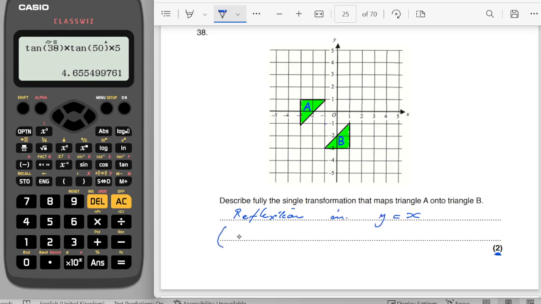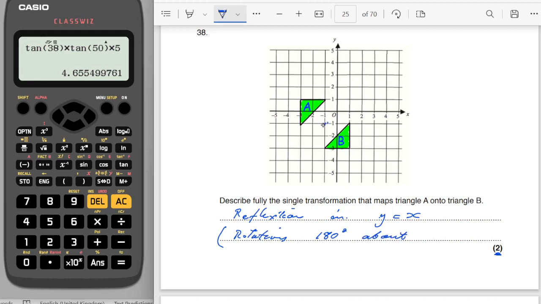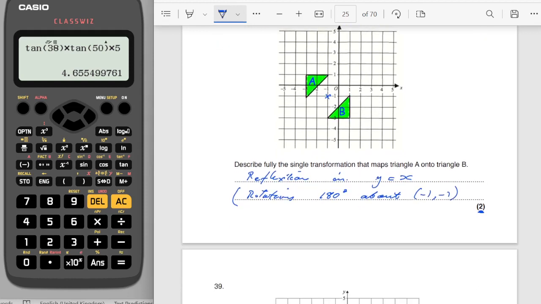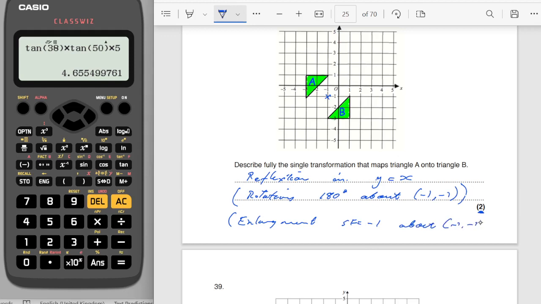Although, arguably you could have got away with a rotation of 180 degrees about the point -1, -1. That would have been acceptable, I believe. And then finally, you could have gotten away with enlargement, scale factor of -1 about the point -1, -1. All 3 of those answers would be acceptable.